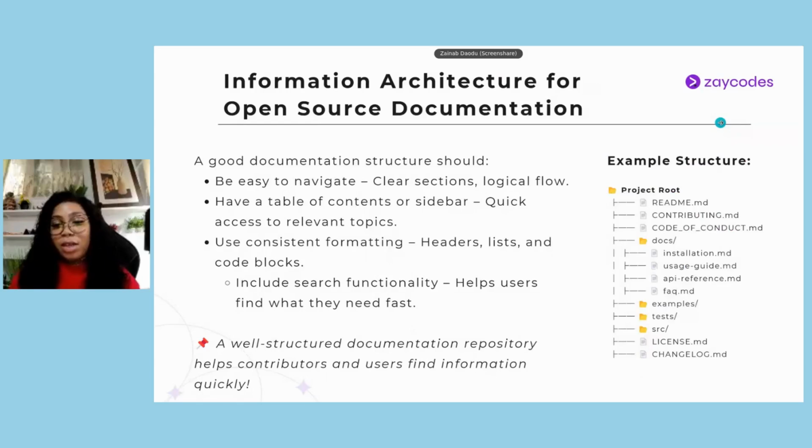Next, we have the information architecture. This is really important for open source projects. You could have all the information you need within your project, but people are still not able to find where the content is. So it's important to keep a well-structured documentation repository that helps contributors easily find information. Things like your README and contributing guide should be in the root of the repository where they can easily see it and get started. Then you can have your docs structured within sub-repositories, well-structured so they can easily find whatever they're looking for.